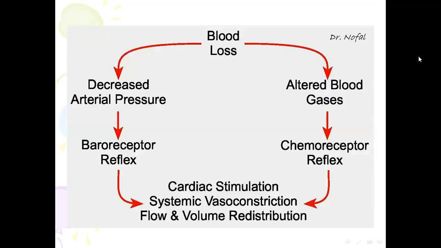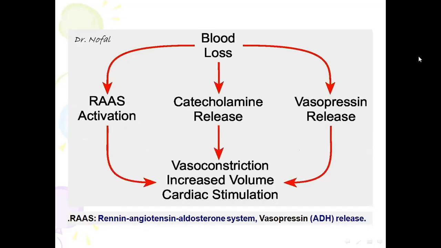Blood loss will cause decreased arterial blood pressure and altered blood gases, and both will stimulate baroreceptors and chemoreceptors. This stimulation will cause cardiac stimulation, systemic vasoconstriction, and flow and volume redistribution. Also, blood loss will activate the renin, angiotensin, aldosterone system, and it will cause catecholamine release and vasopressin release, and all will cause vasoconstriction, increased volume, and cardiac stimulation.